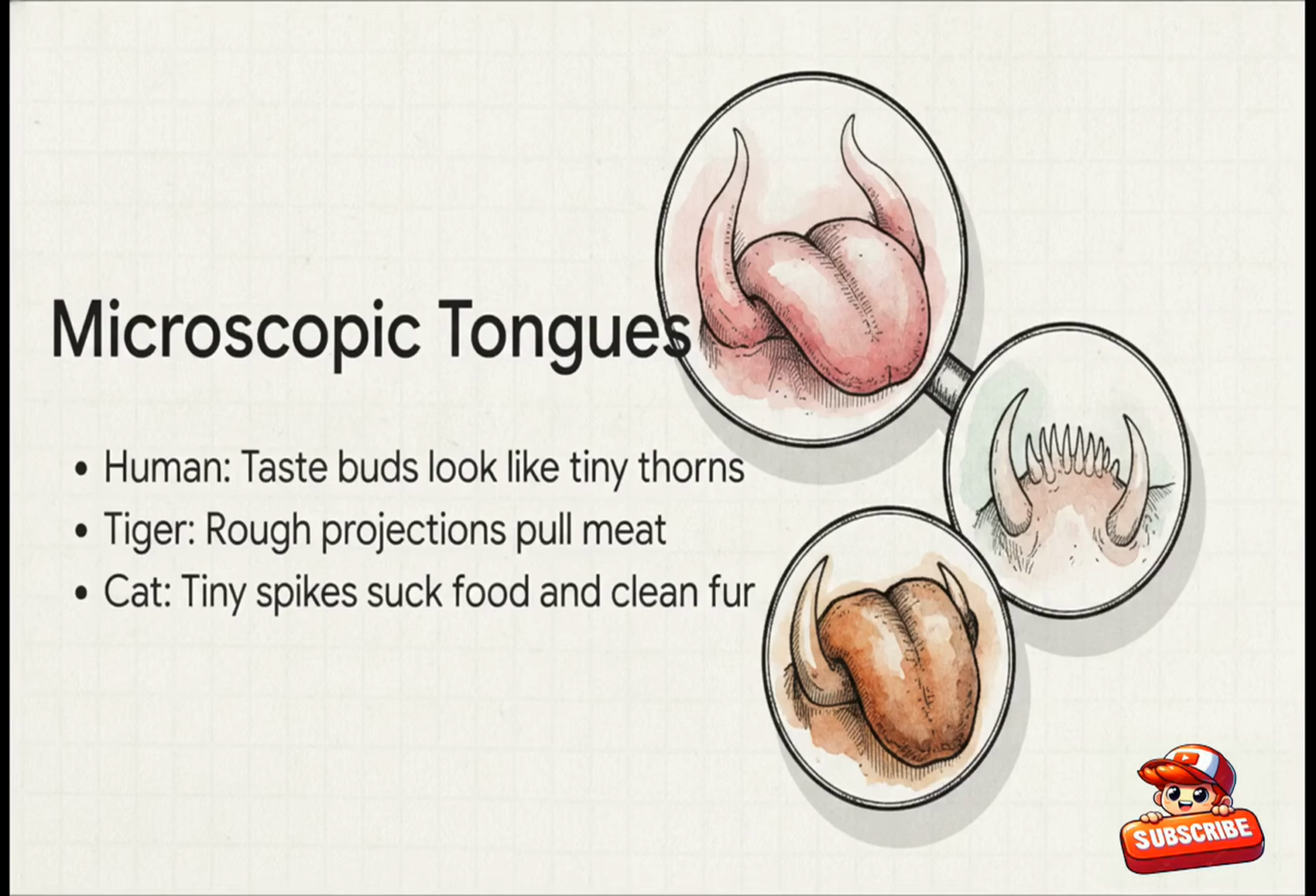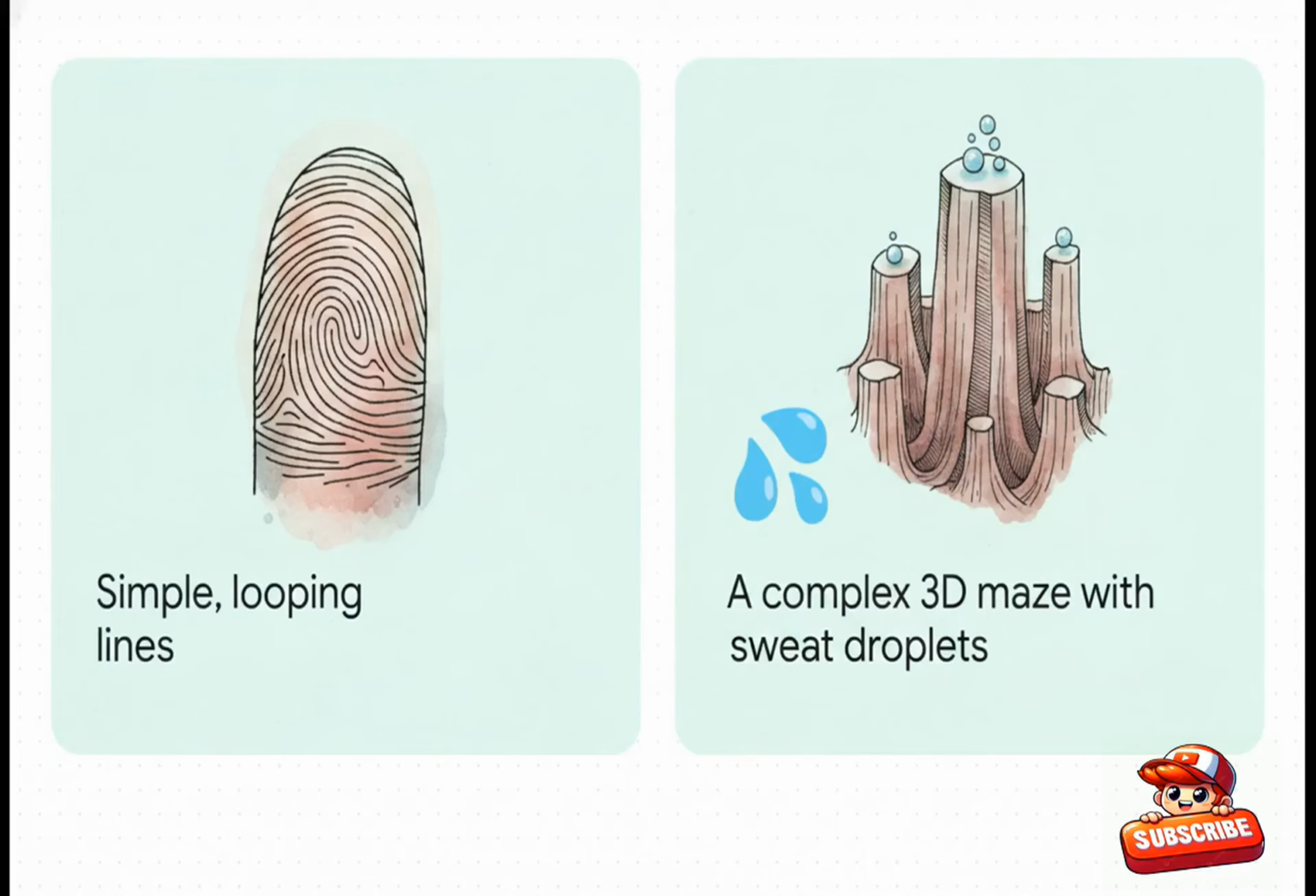Even your house cat's tongue is covered in tiny, specialized spikes that help them latch onto food and meticulously clean their fur. So the crucial point is, these seemingly soft tongues are actually covered in highly specialized spikes and mechanical thorns. We also have our own unique identifiers, our fingerprints.